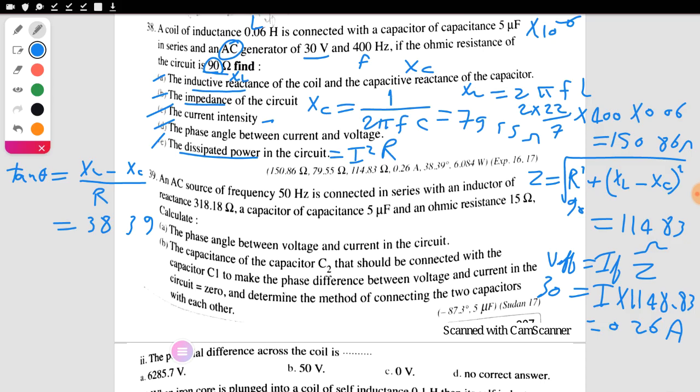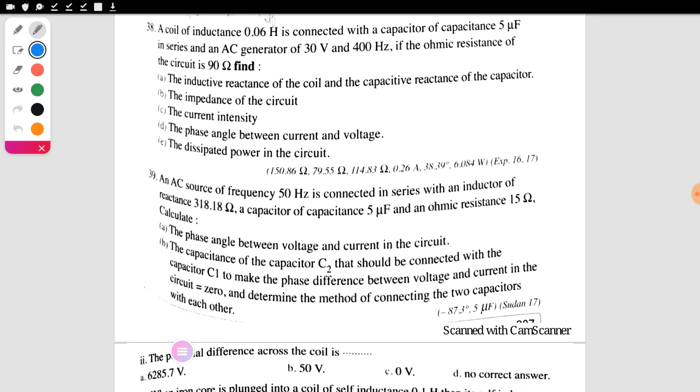Another problem, number 39. An AC source of frequency 50 hertz is connected in series with an inductor, meaning an inductive coil, of reactance XL equal 318.18, a capacitor of capacitance 5 microfarad, and ohmic resistance 15 ohm.